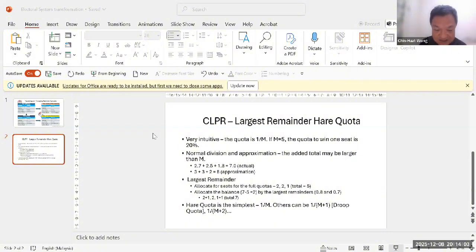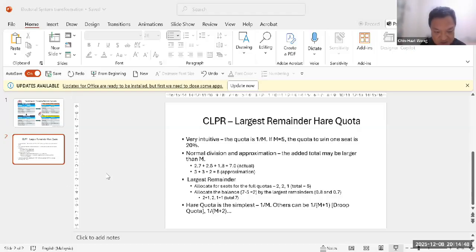You add together is 7, right? Would you agree? 2.7 plus 2.5 plus 1.8, you get 7.0? Yes, sir. Okay, now if we apply approximation, 2.7 becomes 3, 2.5 becomes 3, 1.8 becomes 2. You add them together, you get what? 8. This is very normal. So next time, if you have a situation like this, you want to make sure allocation would not give you any problem, go to largest remainder.